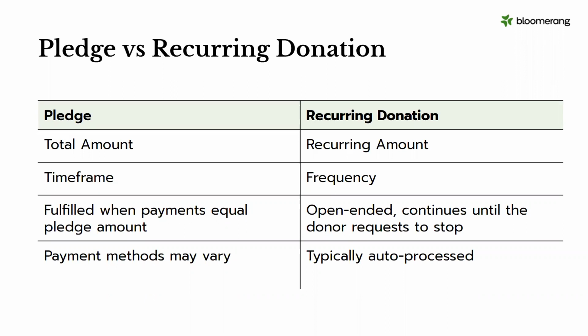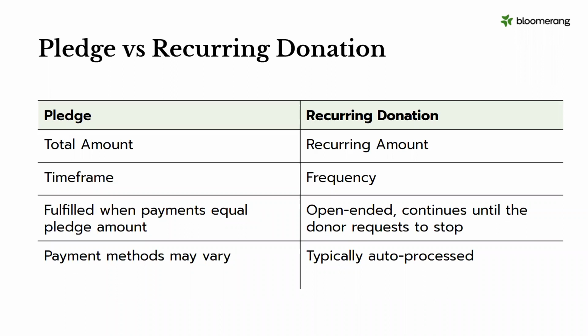Another big difference between the two is that pledges are typically fulfilled, unless they're written off or the donor overpays on the pledge, when the payments equal the pledge amount. So we are going to record, for example, a $5,000 pledge. This year, he makes a $1,000 payment. Next year, he makes another $1,000 payment. He keeps making payments until the pledge is fulfilled.